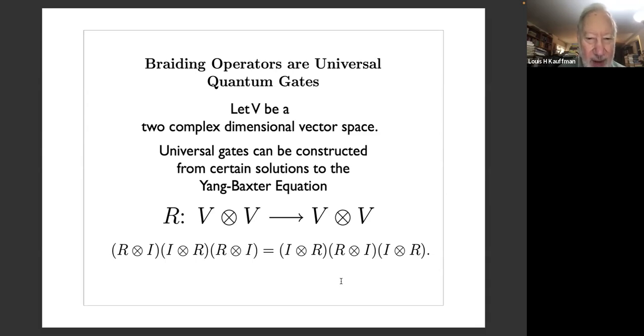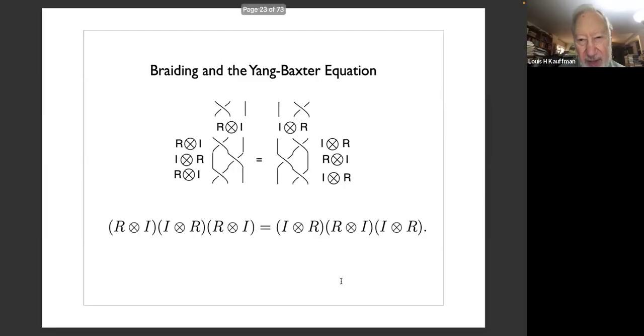You have R operating on V tensor V to V tensor V, and you need this equation because you can think of the first braiding on the second strand as R tensor I, and then the first strand and the second braiding as I tensor R. And so you have R tensor I tensor R tensor I equals the other way round, which is the expression of the braiding equation in tensored matrices.